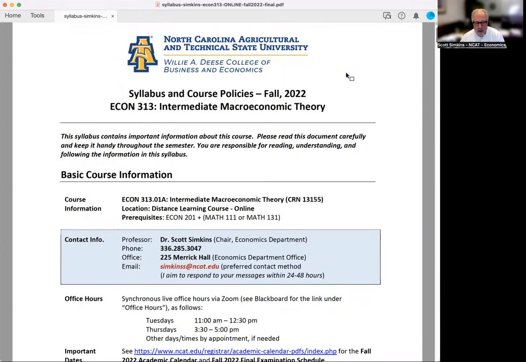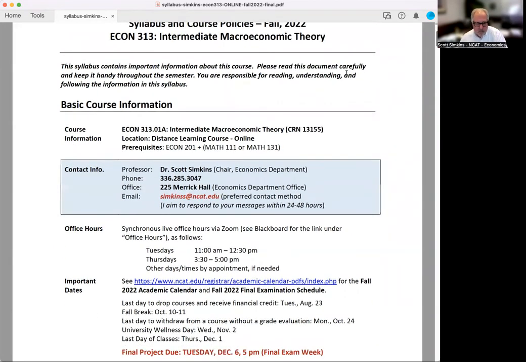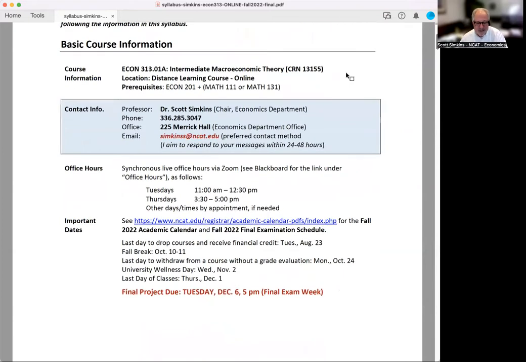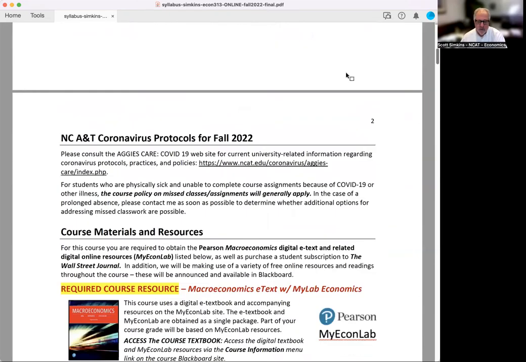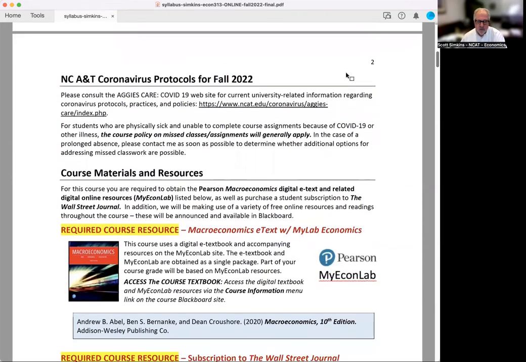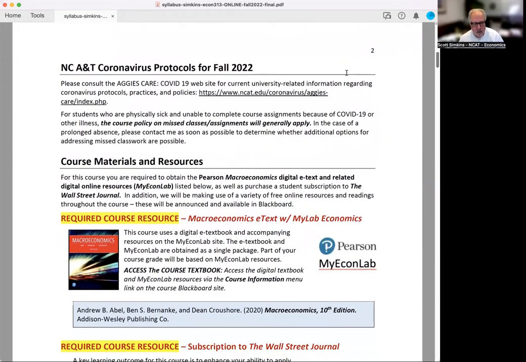So the first page of the course syllabus for this course, Econ 313 Intermediate Macro Theory, has basic course information, how to contact me, office hours, etc., and important dates for the course that you want to pay attention to. That's all on the first page, including my email address, which is the best way to get a hold of me. As we go through the syllabus, you'll see some information about the protocols and links to information about university protocols regarding COVID for fall of 2022.